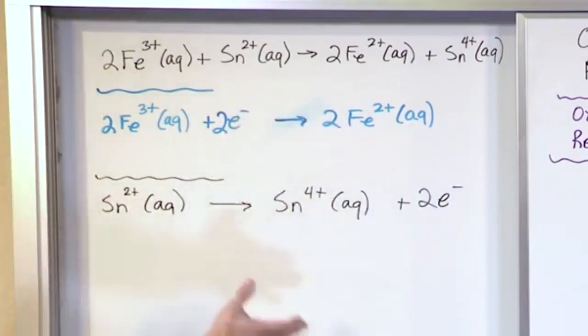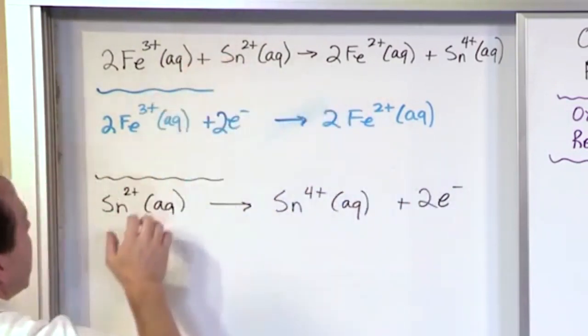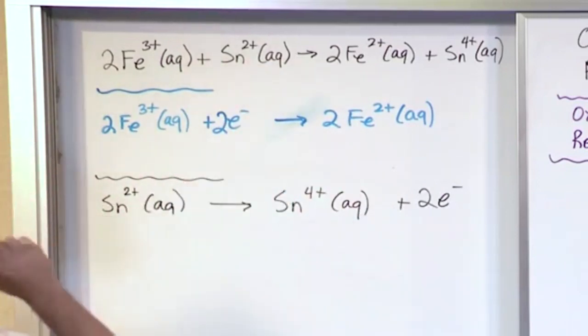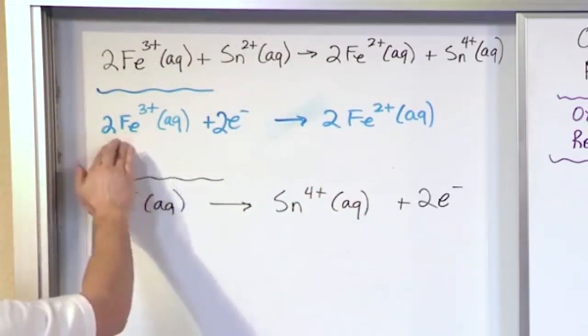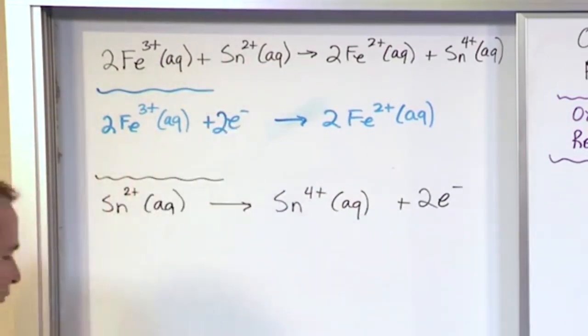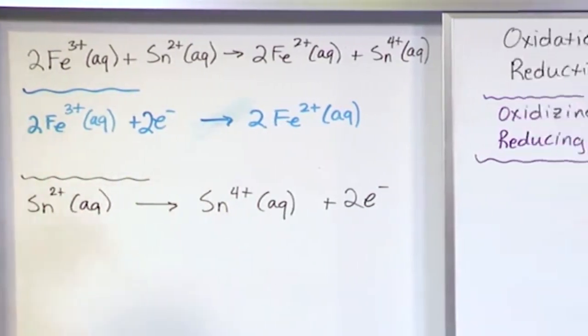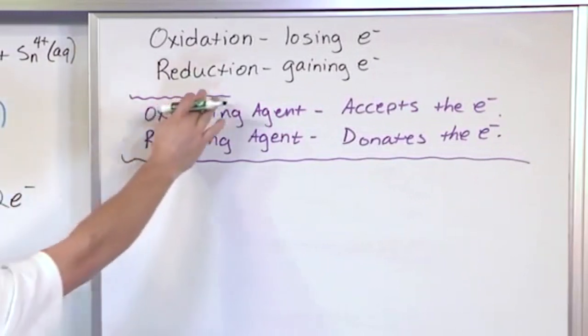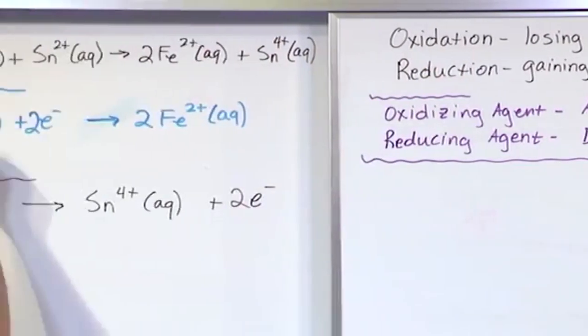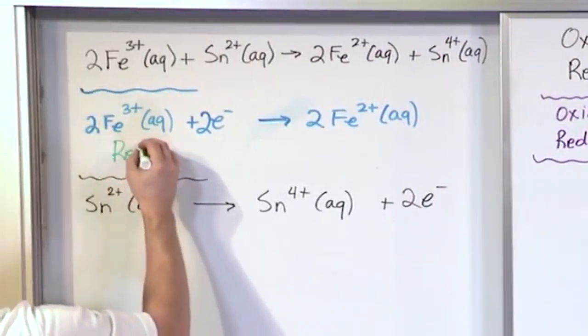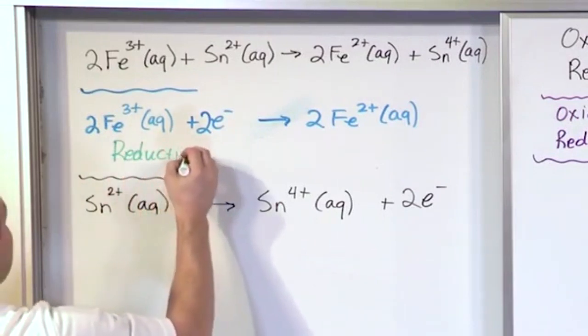So the next question is, what is the reaction above? These are the half reactions. This represents one half of what's going on. This represents the other half. You can see that this iron ion is accepting 2 electrons. It's taking in 2 electrons. And when you gain electrons here, that is a reduction process. So I'm going to write down here, this is a reduction process.